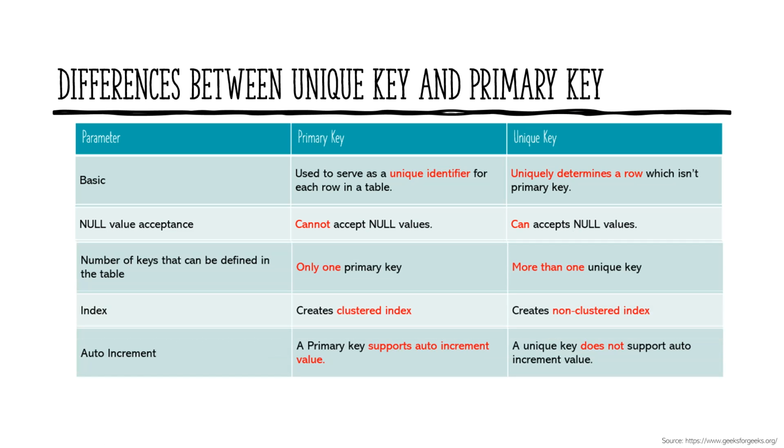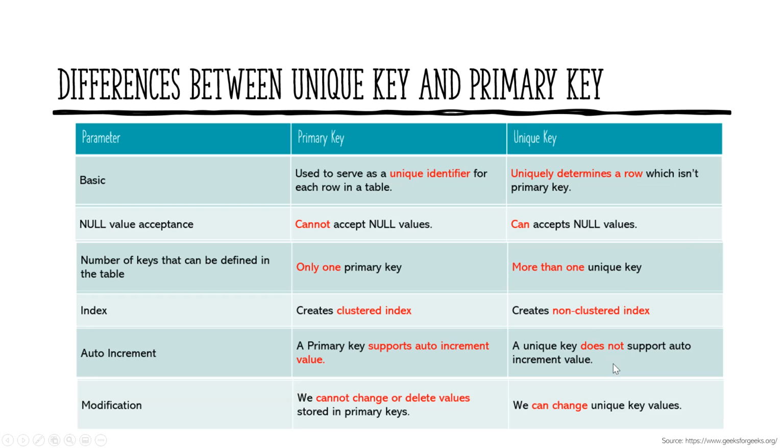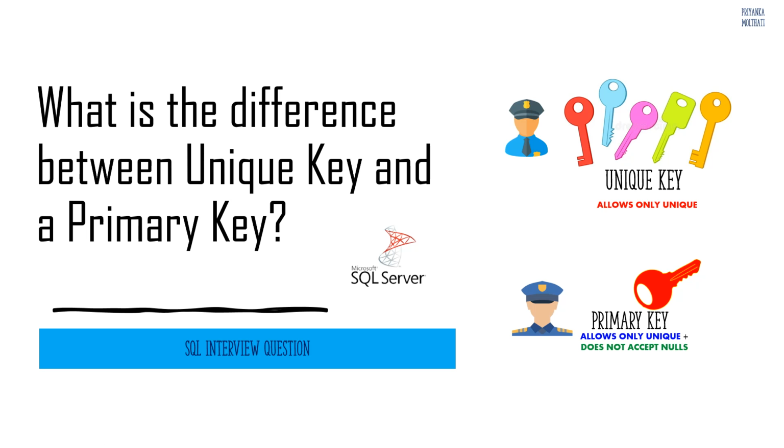And the primary key supports auto increment value while the unique key does not support the auto incremental value. And the last one, we cannot change or delete values that are stored in the primary keys, but we can change the values in the unique key. So these are the differences between a unique key and a primary key.